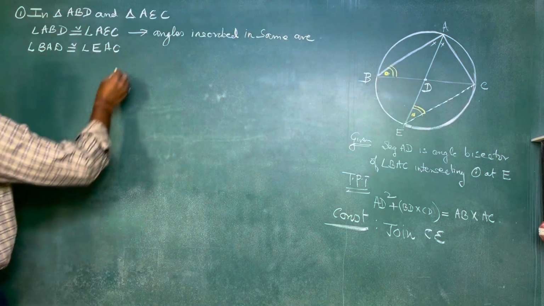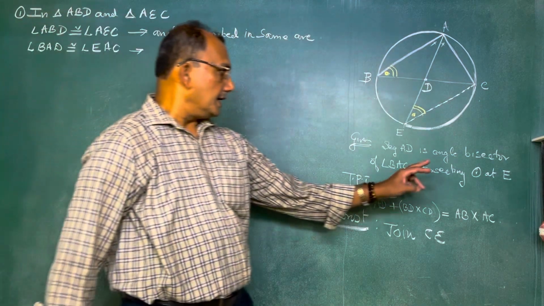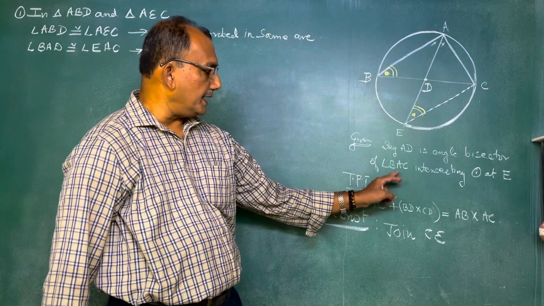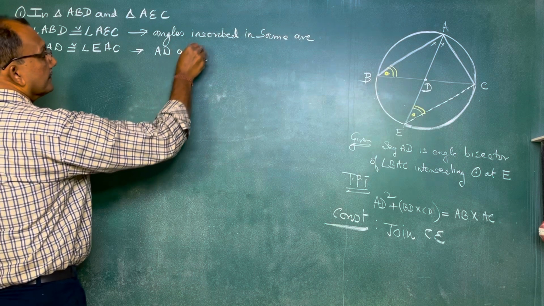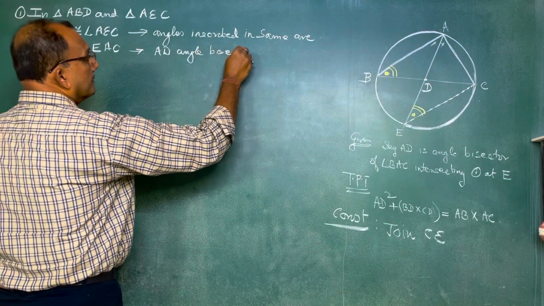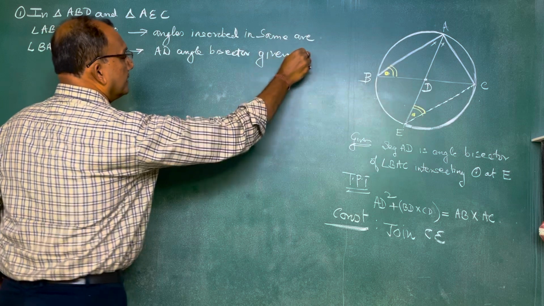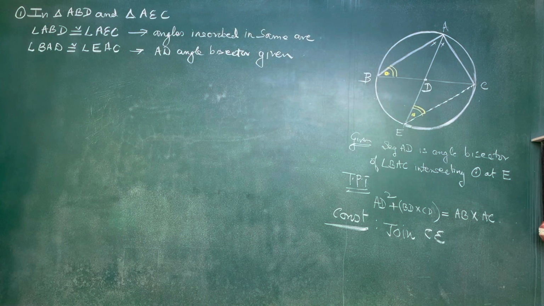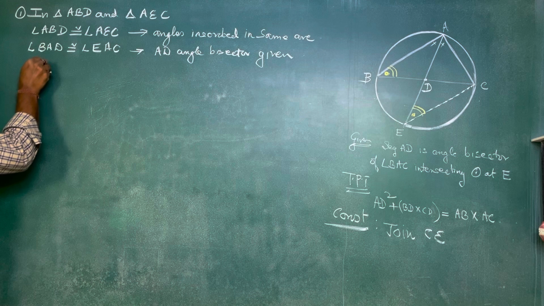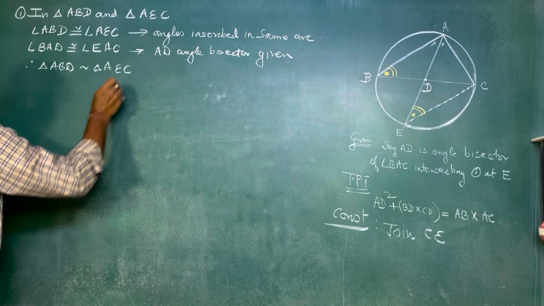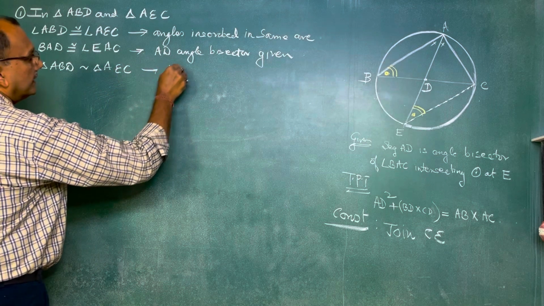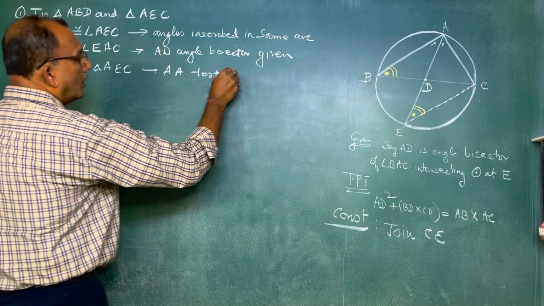I think they have mentioned here, angle bisector. Can you make it out? AD is an angle bisector, given. Okay, with that we can prove triangle ABD similar to triangle AEC. Therefore, triangle ABD is similar to triangle AEC by angle test of similarity.